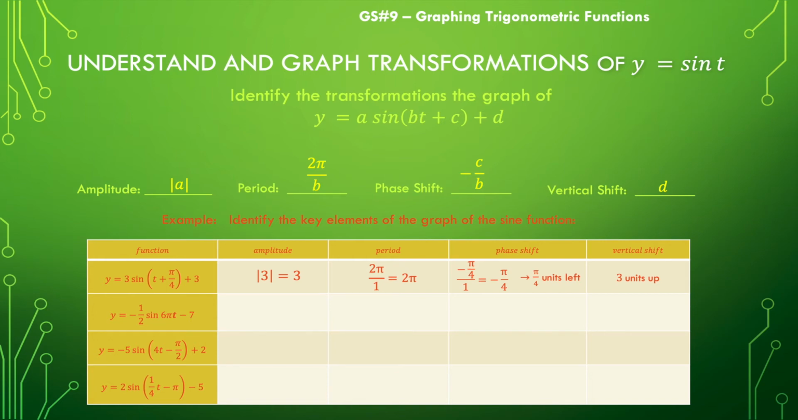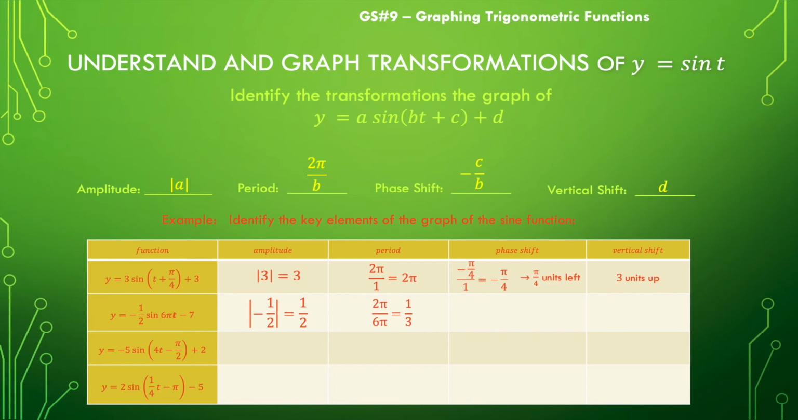Okay, so let's try this next one. The function that we're looking at here is y is equal to negative 1/2 sine of 6 pi t minus 7. So here, our amplitude will be the absolute value of this coefficient of sine, so the absolute value of negative 1/2, which will give us 1/2 as our amplitude. The period will be 2 pi divided by b, which is a coefficient of t. So 2 pi divided by 6 pi, which will give us a period of 1/3.